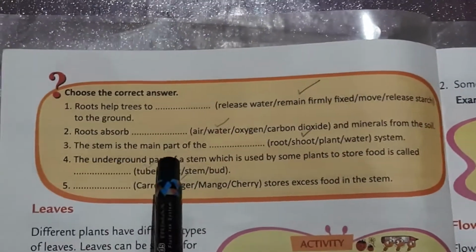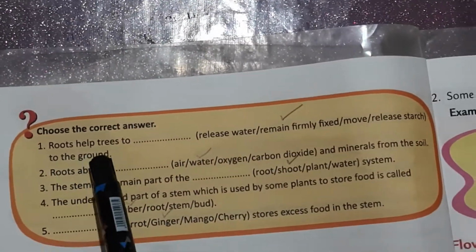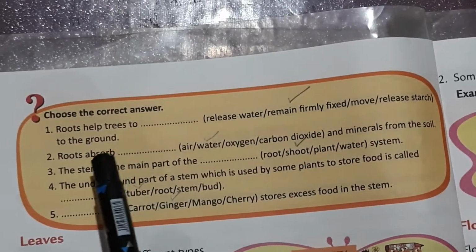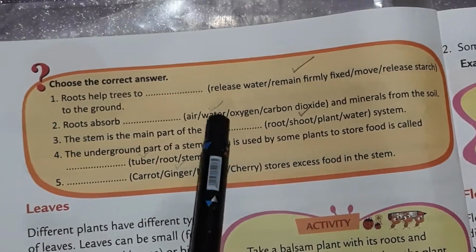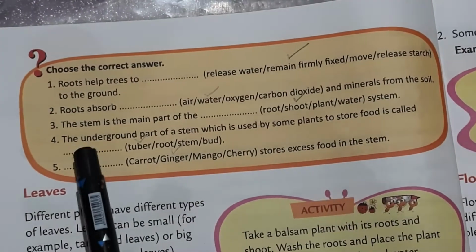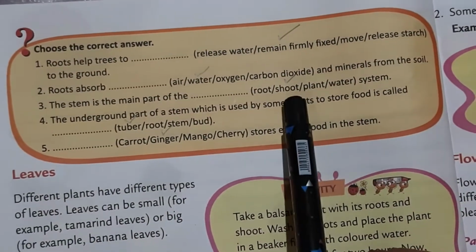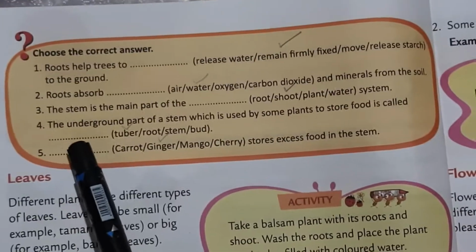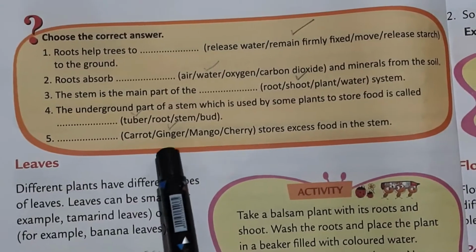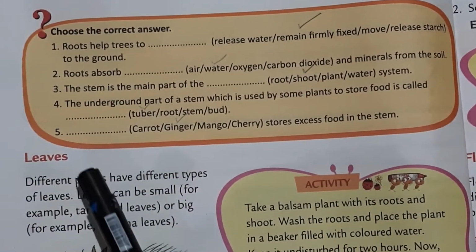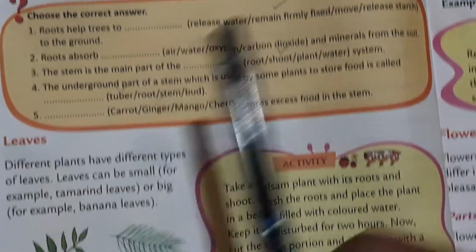Let's do this exercise. Choose the correct option. Number 1, roots help trees to remain firmly fixed to the ground. Number 2, roots absorb water and minerals from the soil. Number 3, the stem is the main part of the shoot system, tick shoot. Number 4, the underground part of the stem, which is used by some plants to store food, is called tuber, tick tuber. Number 5, ginger stores excess food in the stem, tick ginger.